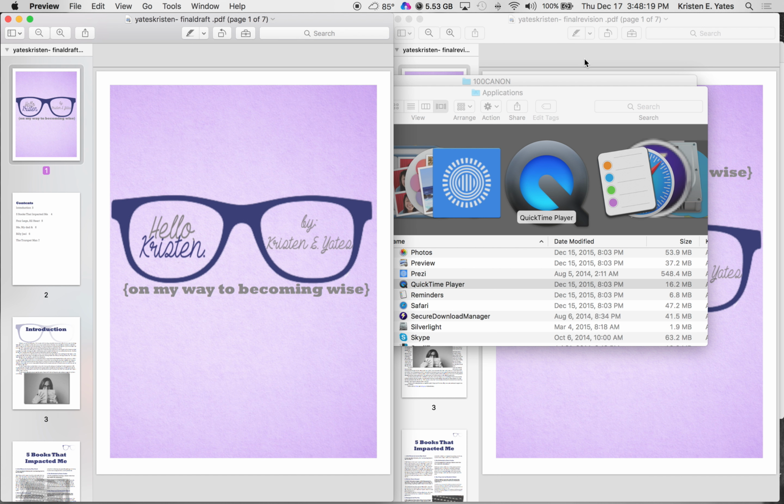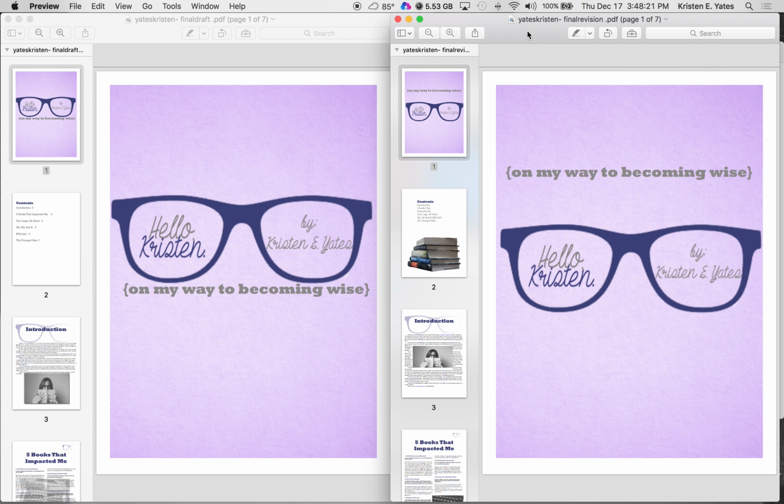We're supposed to do this for our final, but I wanted to do it because I was kind of proud of some of the revisions I made on my final revisions. So what I did here is I pulled up both versions. The left side of the screen is going to be what I submitted as my final draft, and the right screen is going to be my final revisions.